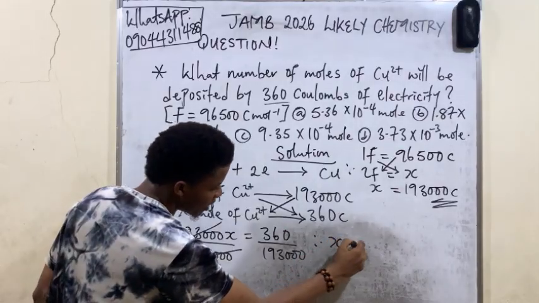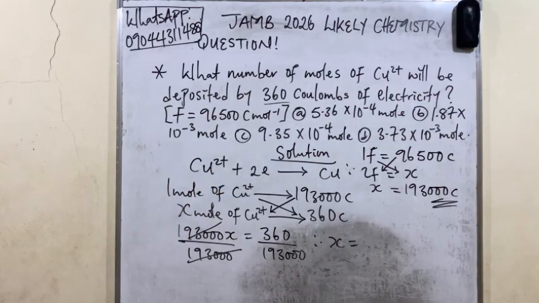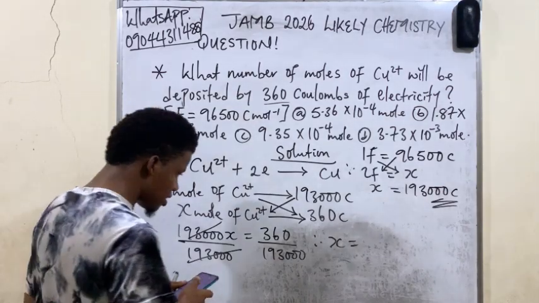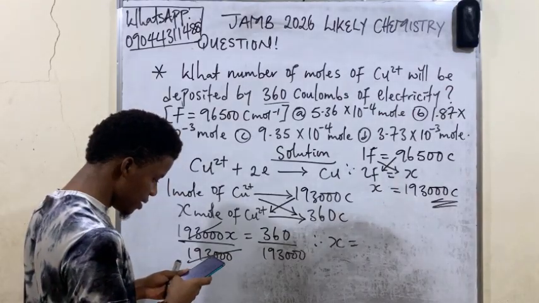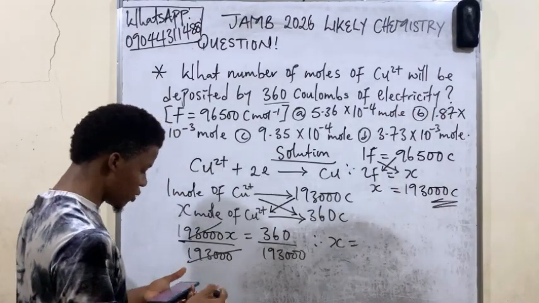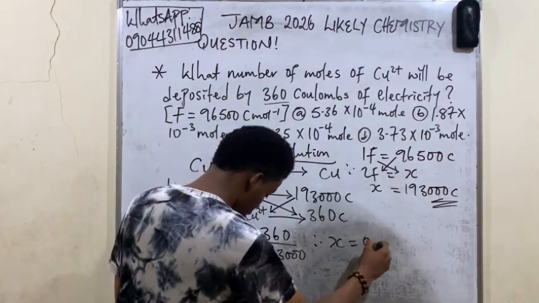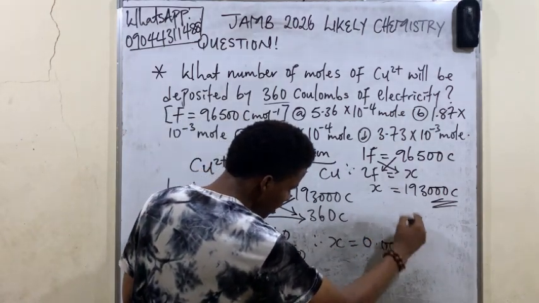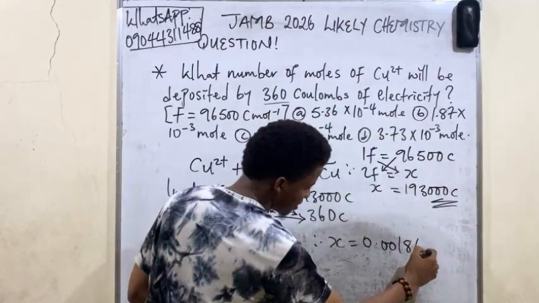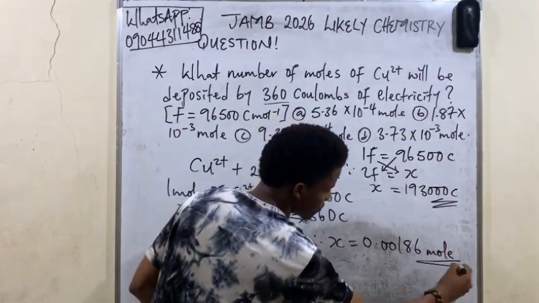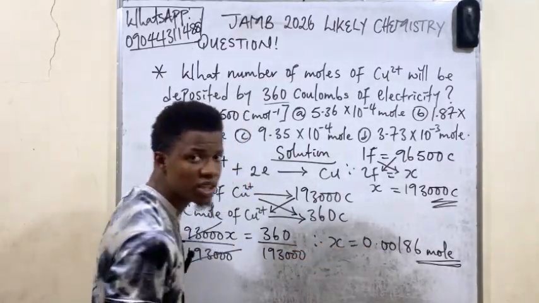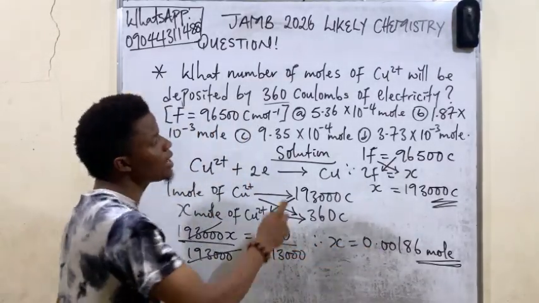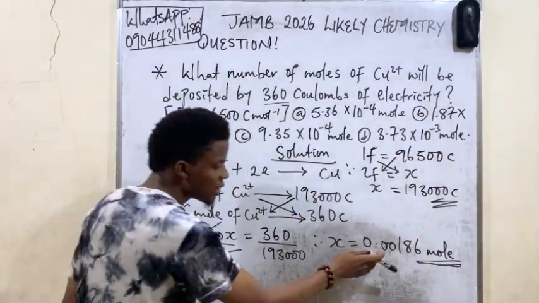Therefore, x is equal to, if you do this in the calculator, 360 divided by 193,000. What are we going to get? We are going to get 0.00186 mole. But when you go through the options, you do not see anything like this. This is what JAMB always loves to do. They will not leave the answers in standard form. So you have to convert this to standard form.